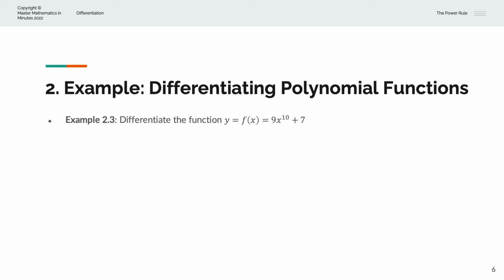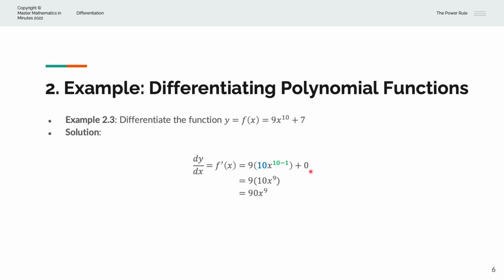So in the third example, we're asked to differentiate the function y = f(x) = 9 times x to the power of 10 plus 7. And we have dy/dx = f'(x) = 9, we'll copy the 9, and we'll copy the 10 times x, and we'll reduce the power by 1, and that becomes 10 minus 1. And when we're differentiating a constant, that is equal to 0.